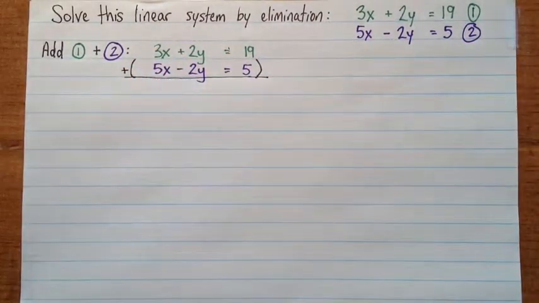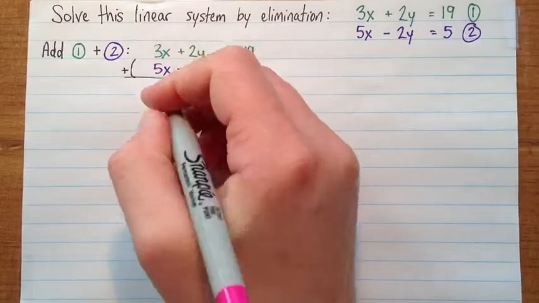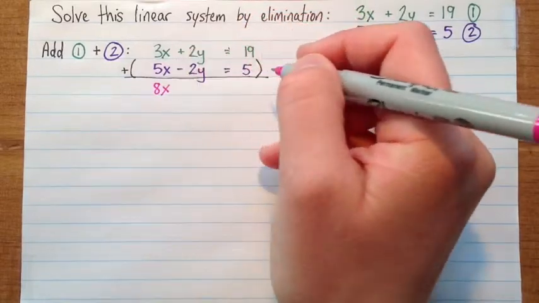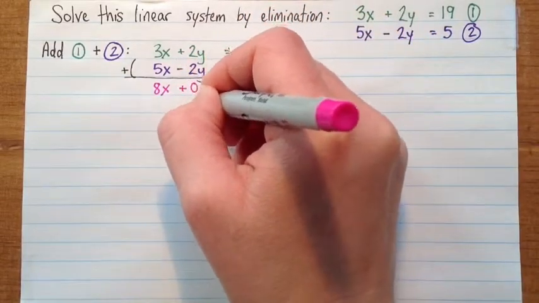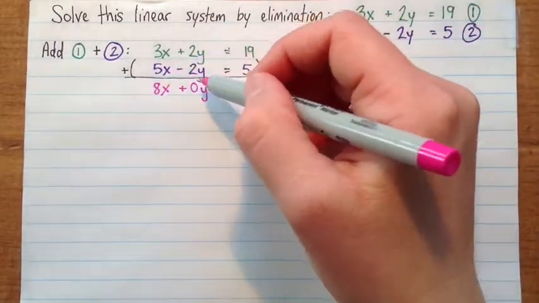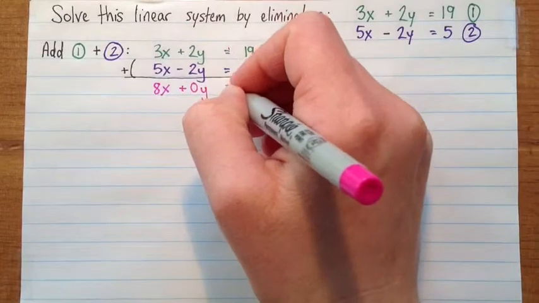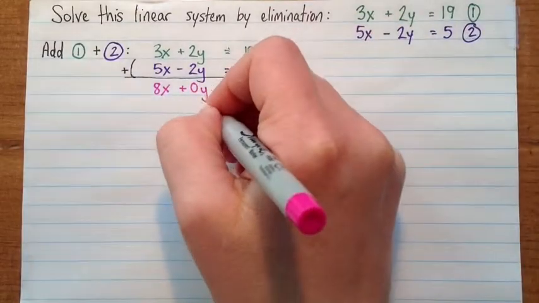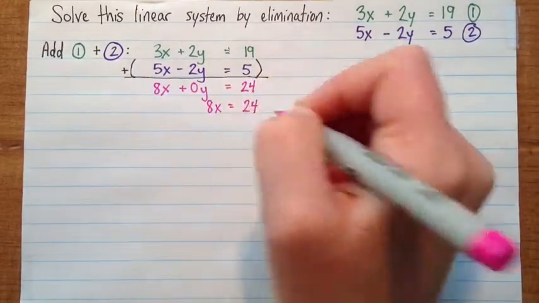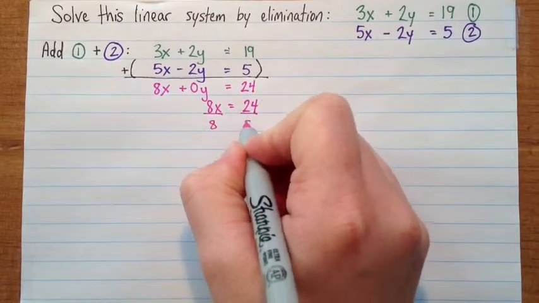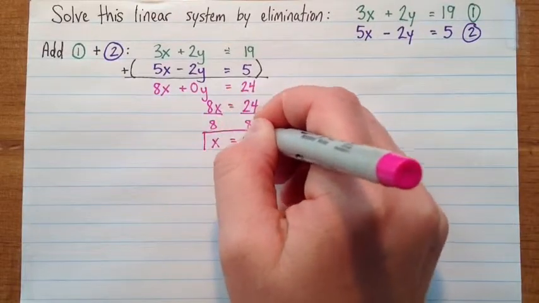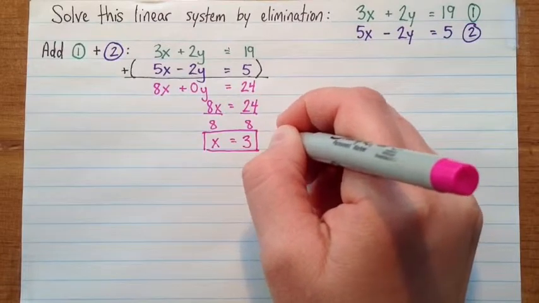What we get when we do this is 3x plus 5x, so that's 8x. And then 2y plus negative 2y is 0y, which I'll get rid of on the next step, but I'm writing it so you can see what happened to the y in your notes. And this is equal to 24. So that means we've got 8x equals 24, and then we can divide by 8, and we have x equals 3. So this is excellent. I'm going to call that equation 3.